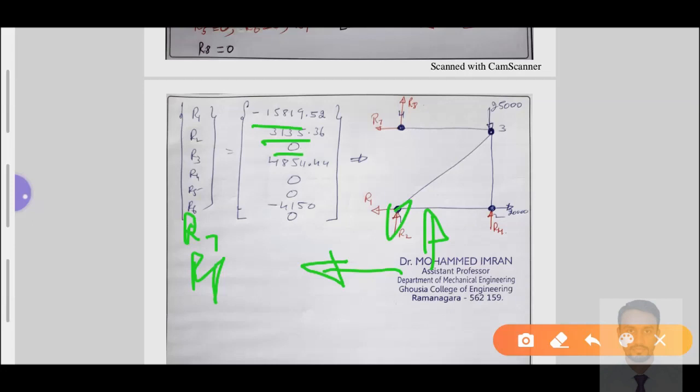Similarly, R3 is equal to 0. R4 is completely in the upward direction, a positive value represented upward, and we don't have any reaction at node number 3. R7 is negative, so the opposite direction, the negative x-axis, is taken. It may be positive, but we have just represented it vertically upward.